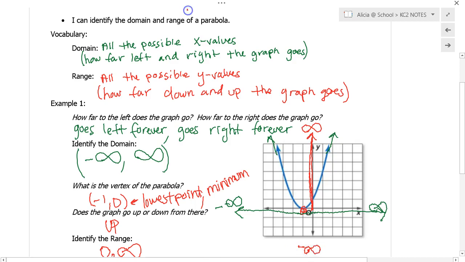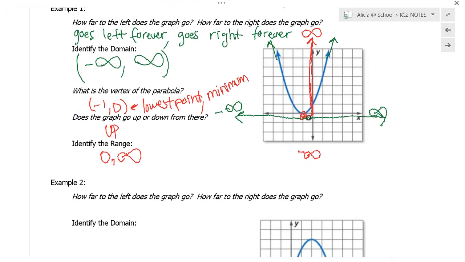Now, the other thing to keep in mind is that once you identify that vertex point, that y value is the same y value that you are going to be using in the range, right? So in our range here, I want you to highlight that whatever y value you have is the same y value you're using in the range, right? Because that is your lowest or your highest y value, and then from there you decide if you are going up or down.